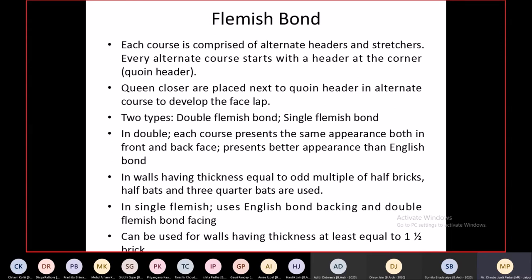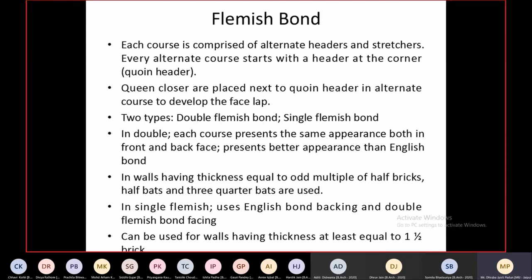Each course is comprised of alternate headers and stretchers. Every alternate course starts with a header at the corner, queen closer placed next to the quoin header in alternate courses to develop the face lap. Two types: double Flemish bond as well as single Flemish bond. In double, each course presents the same appearance both in front and back face, and presents a better appearance than English bond.